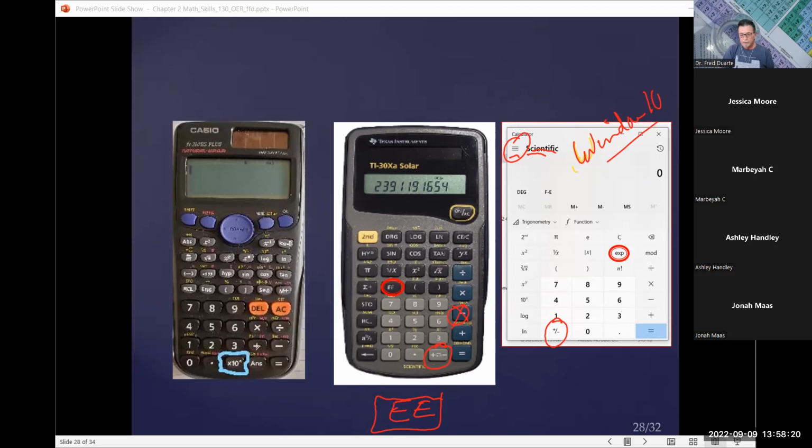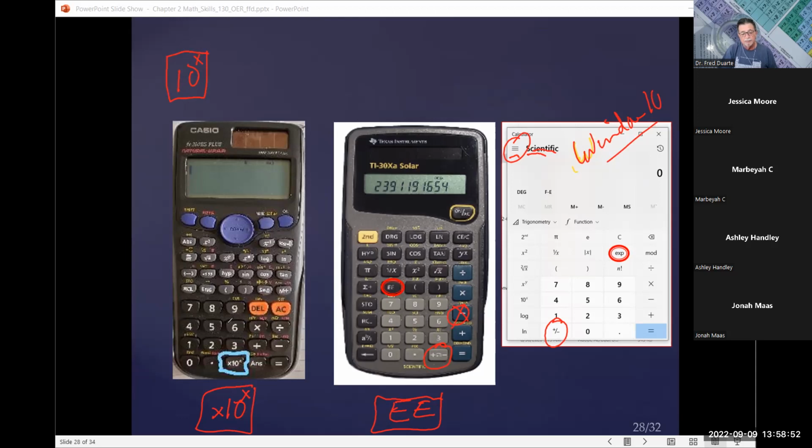Now, the newer calculators have a button that, it's hard to see here, but it says X, which is times, and then 10 to the X power. That is the corresponding exponent, scientific notation button for that calculator. Not to be confused with another button that is 10 to the X power. That is not the one you want.